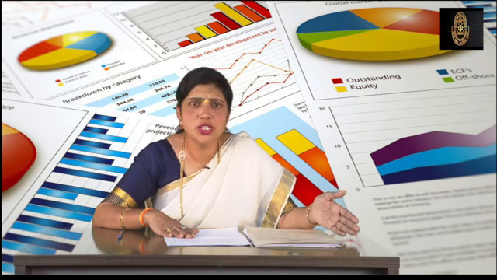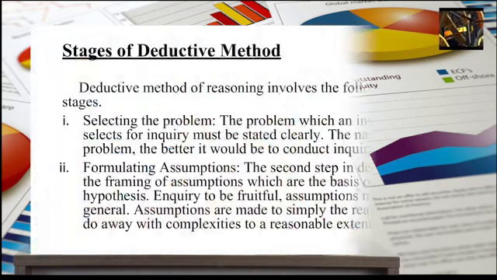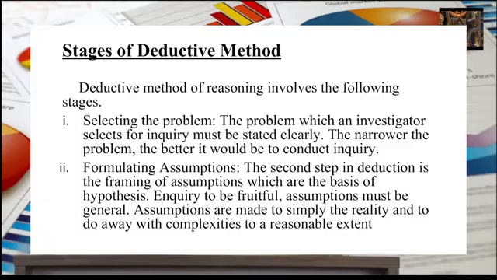The stages of the deductive method. The first stage is selecting the problem. The problem which an investigator selects for inquiry must be stated clearly. Second is formulating assumptions.